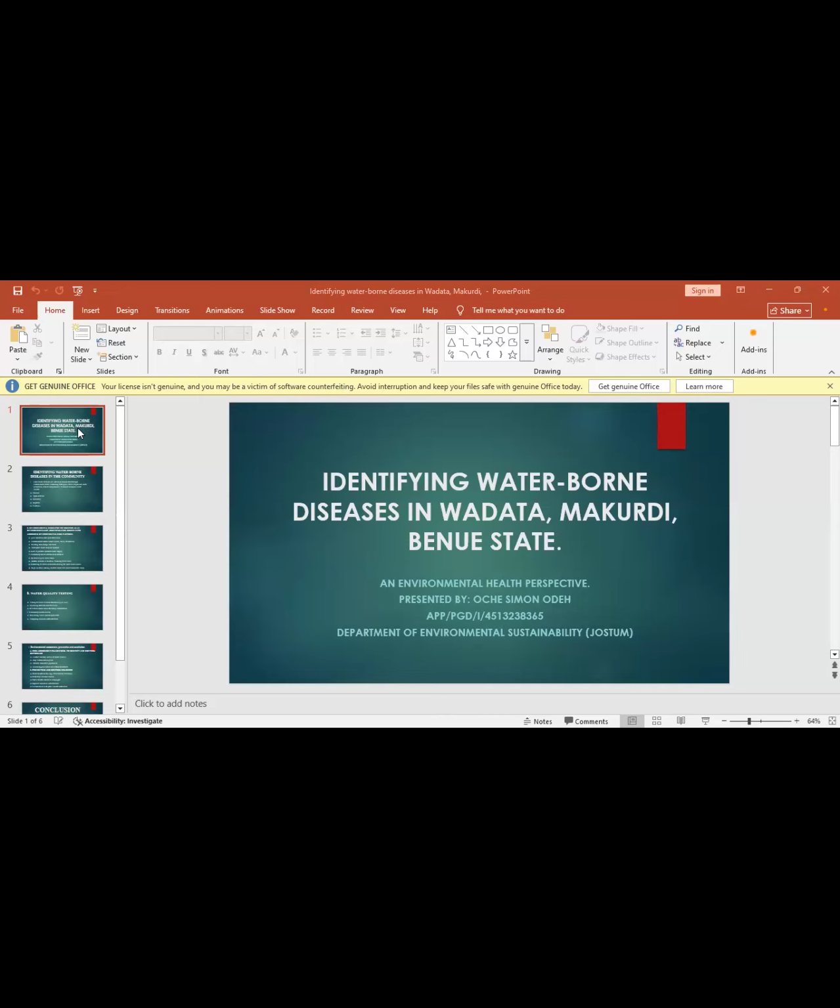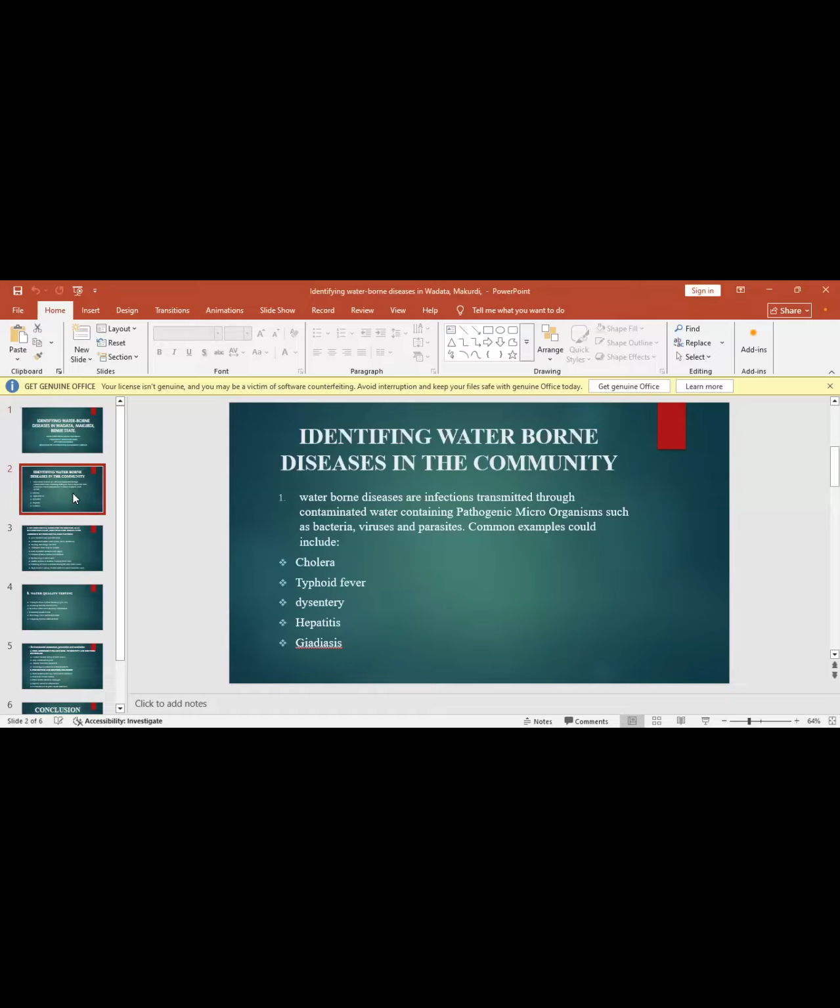Okay, I'm presenting on identifying waterborne disease in Wadata, Makurdi, Benue State. An environmental health perspective presented by Oche Simon Ode. Identifying waterborne disease in the community. Waterborne diseases are infections transmitted through contaminated water containing pathogenic microorganisms such as bacteria, viruses, and parasites. Common examples are water contaminated ailments like cholera, typhoid fever, dysentery, hepatitis, and giardiasis.